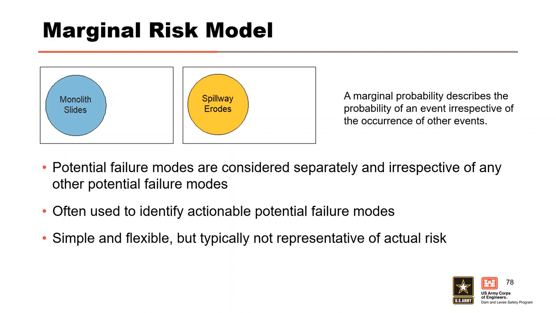The first method is the marginal risk method, which considers only marginal probabilities. A marginal probability describes the probability of an event irrespective of the occurrence of other events. So for a set of potential failure modes, a total is not calculated when using the marginal risk model.